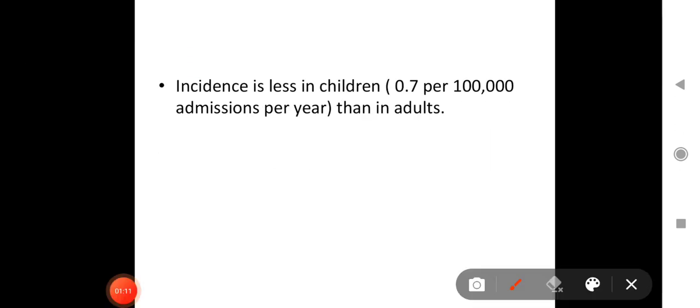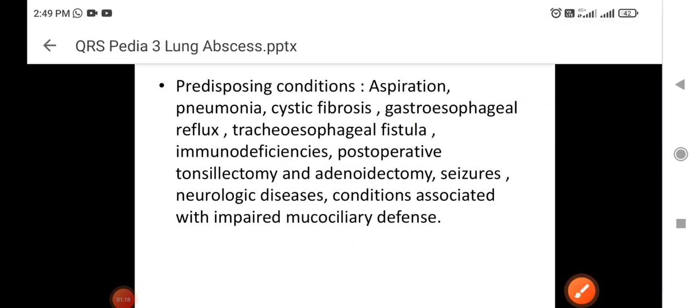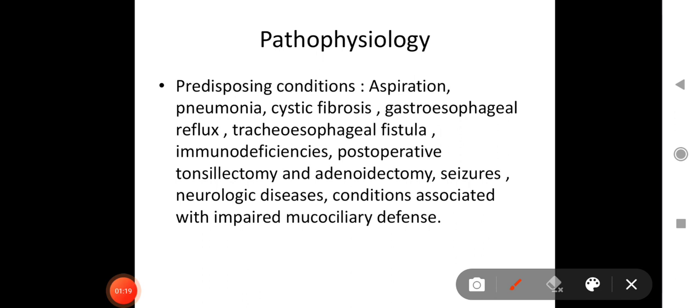So the incidence of lung abscess in children is very less. It's around 0.7 per 1 lakh admissions per year. As compared to adults, this is very less. And now we have to look at the pathophysiology.